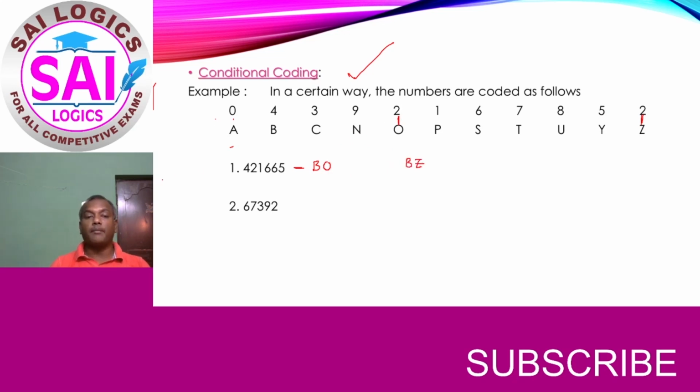And let us see what will happen again. 1 is P. So here also P. And double 6 is S. So 2 sixes are there, so S. Here also S. And 5 is Y. So these two are the answers for 421665.